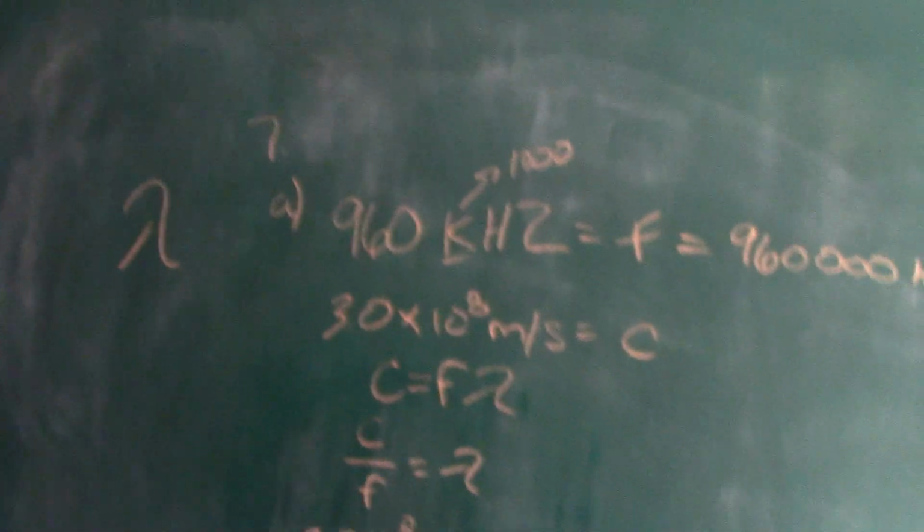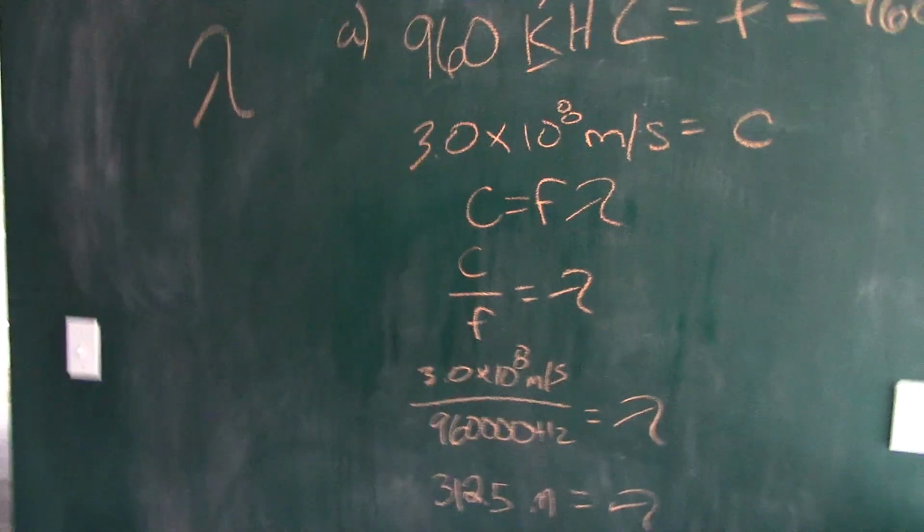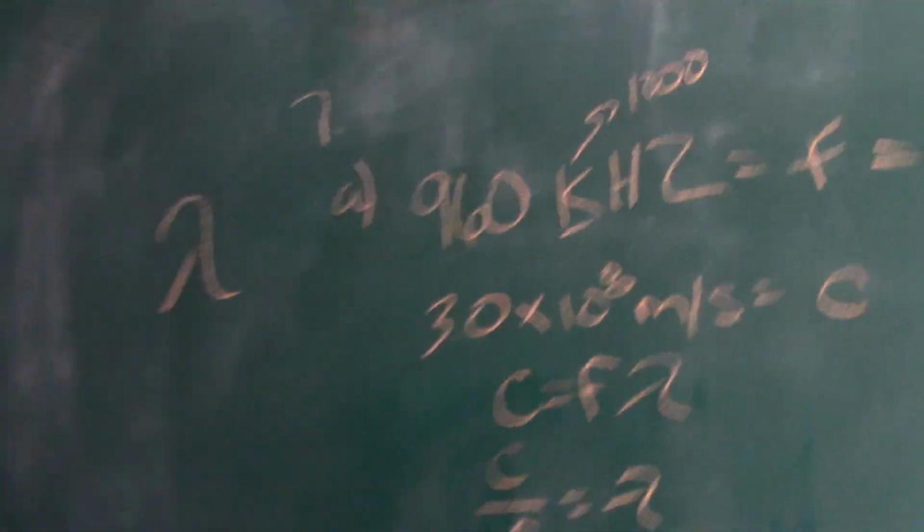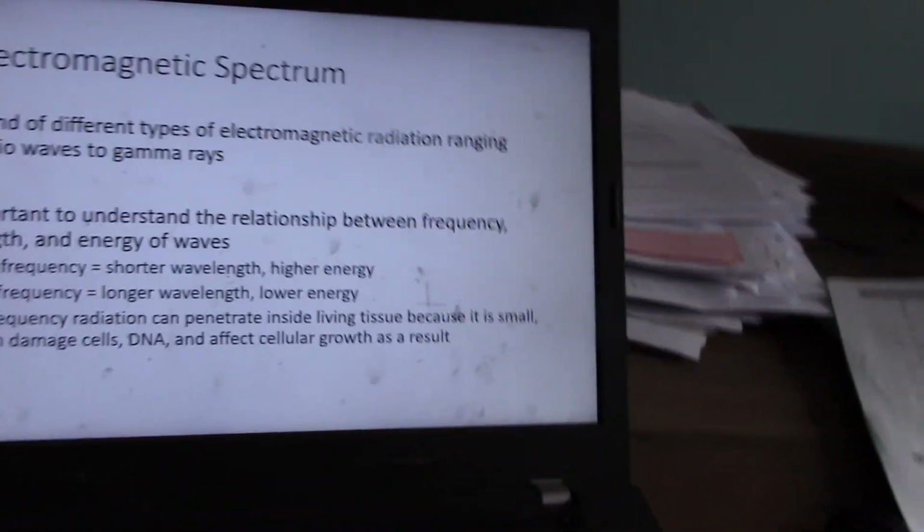It's pretty straightforward, so I'm not going to spend a ton of time looking at C equals F lambda. You can obviously rearrange this to solve for frequency as well if you have wavelength. That C value is always going to be 3.0 times 10 to the 8th meters per second.